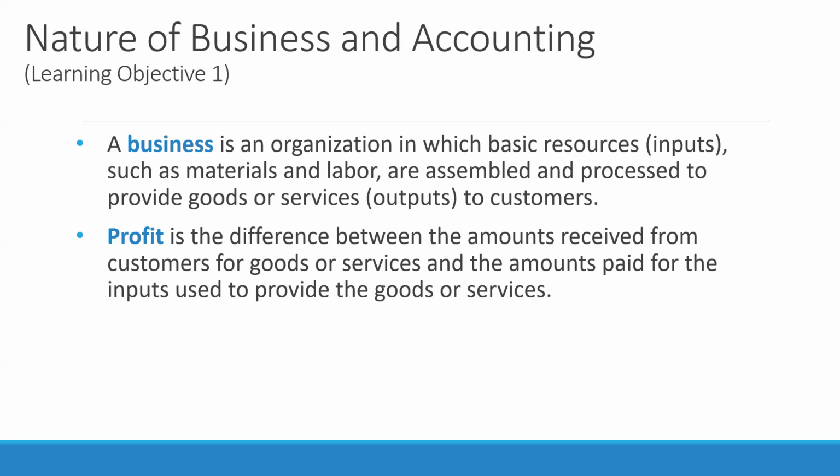The nature of business and accounting: a business gets resources such as investments from an owner and labor, or wages, from employees, plus materials, assembles them into goods or services, and gives them to users. And the profit is the difference between revenues and expenses.